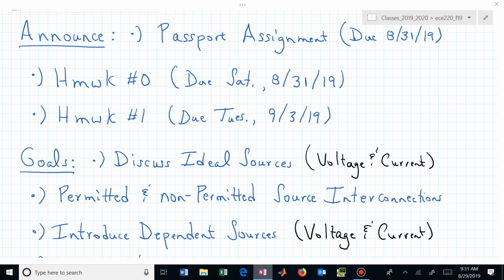As announcements, the passport assignment is due Saturday, as is homework number 0. Thank you. I'm having a resistor returned to me. I was kind of hoping it would get lost, but if not, it will remain on my desk for another year or two. Who knows? Homework number 1 has been made available, and that's due on Tuesday following your long weekend, correct?